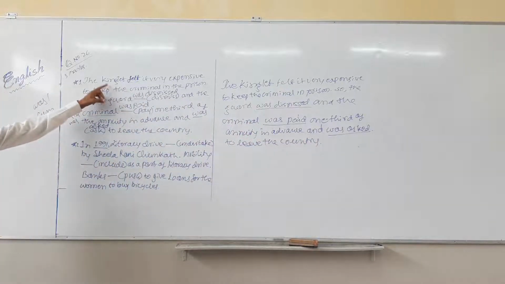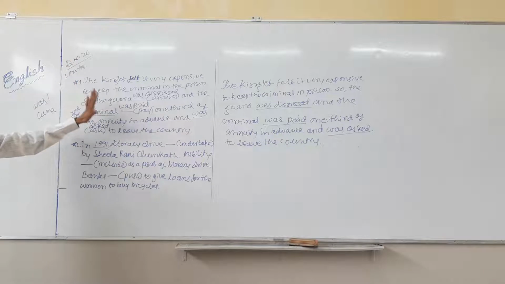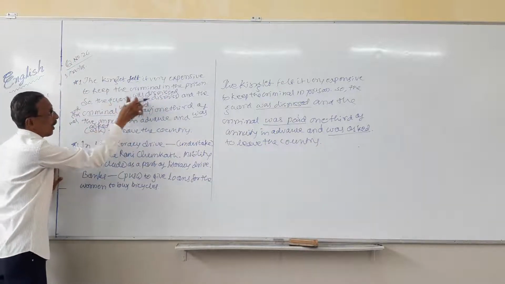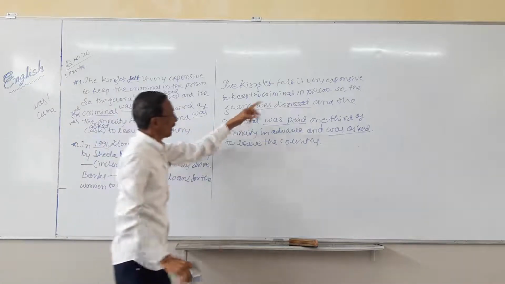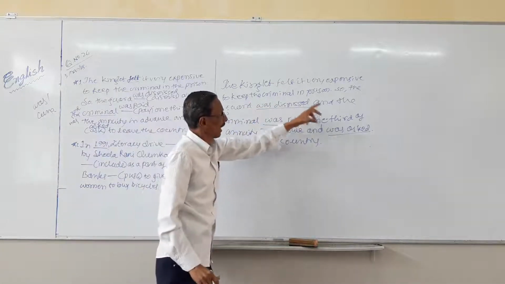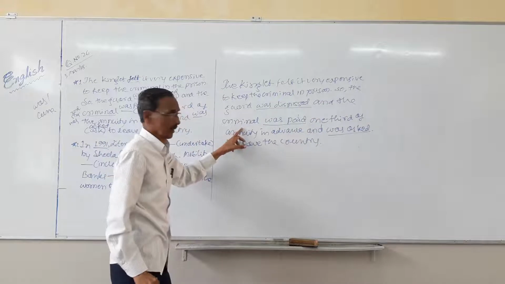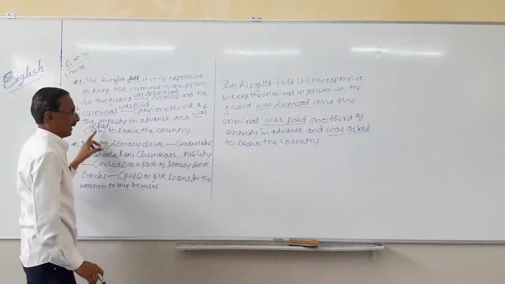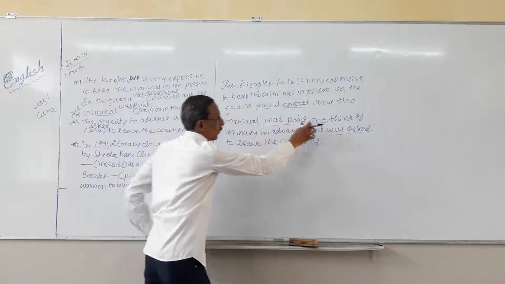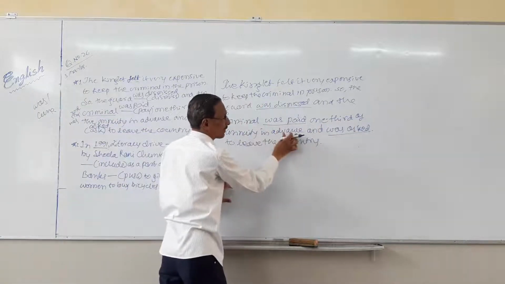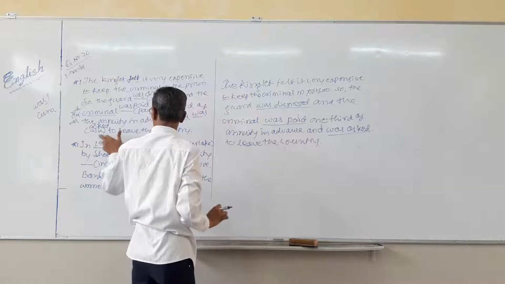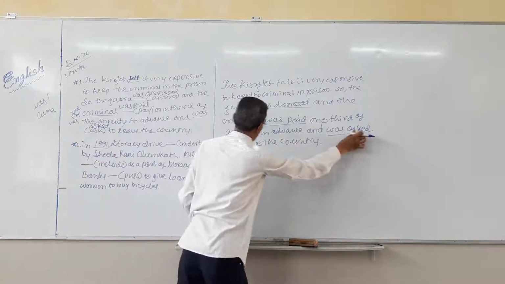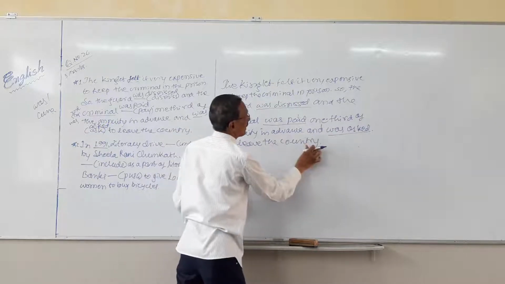The kinglet felt it very expensive to keep the criminal in the prison. So, the guard was dismissed. Here it is. So the guard was dismissed and the criminal was paid one-third of annuity in advance and was asked to leave the country.